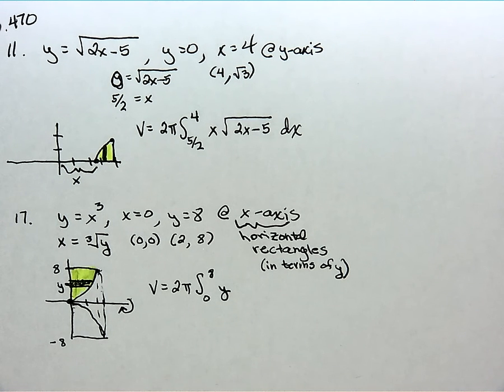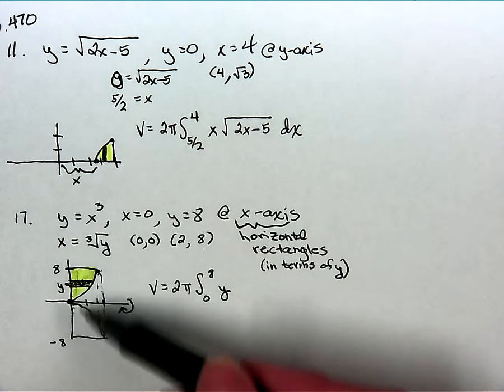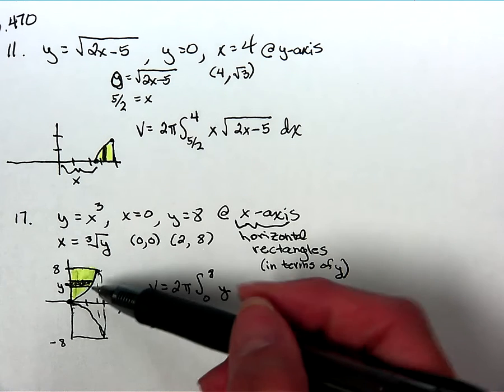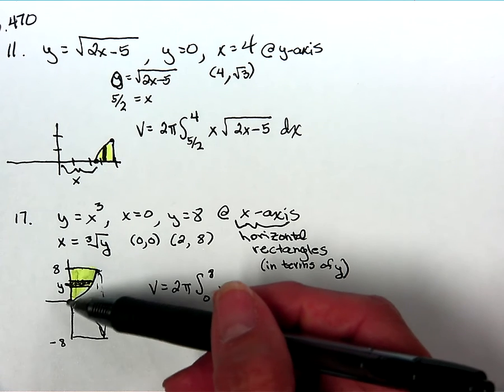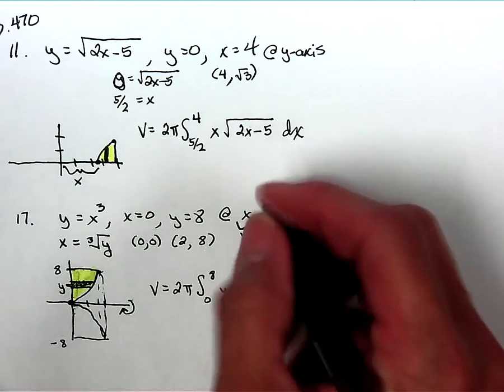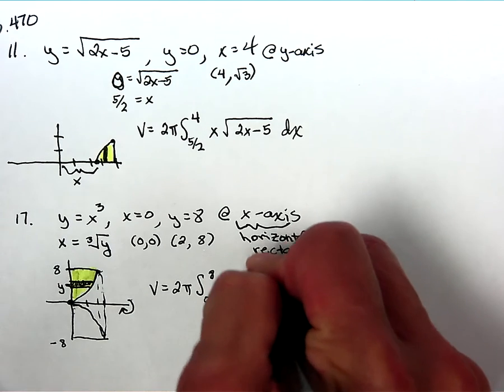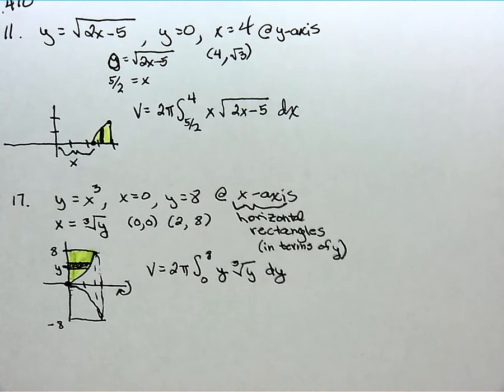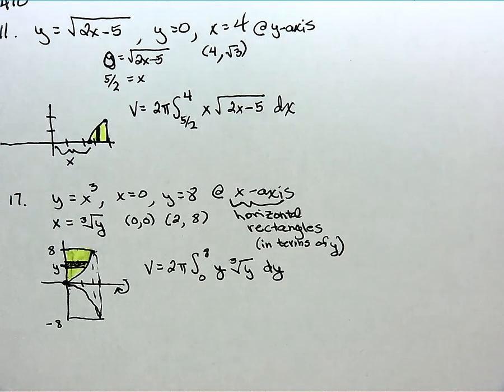And then what should I use for the height of each rectangle? I'm not using vertical rectangles, so I don't need this 8 minus anything. It's just what's the right side of my rectangle touching, what's the left side of my rectangle touching. And the right side of my rectangle is touching cube root of y. The width of each shell is dy. And as far as I'm concerned, you get the prize right there, and you punch it on the calculator to give me the value.